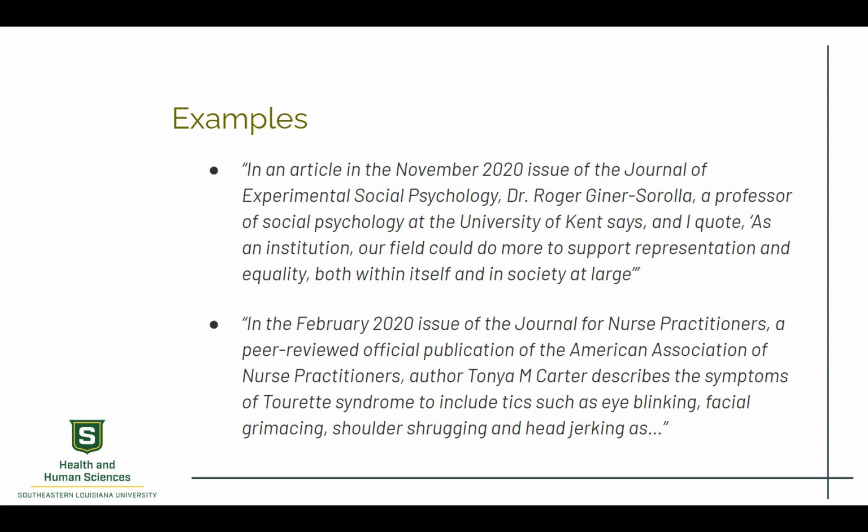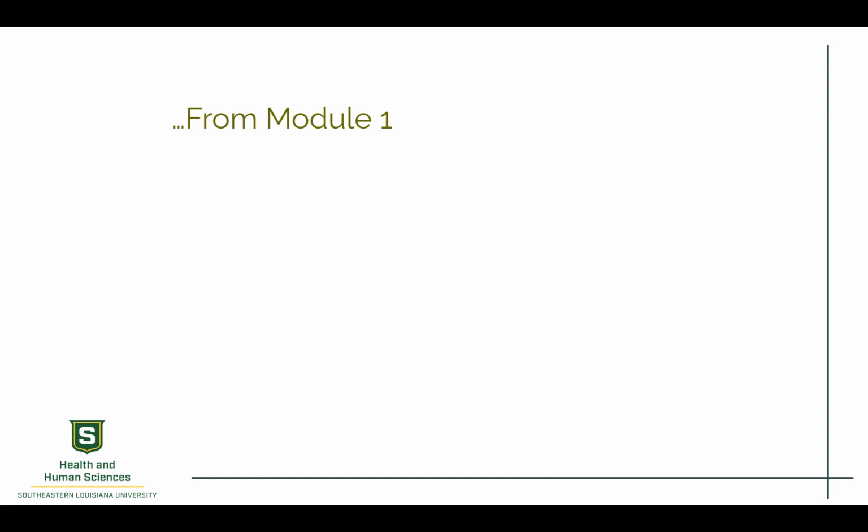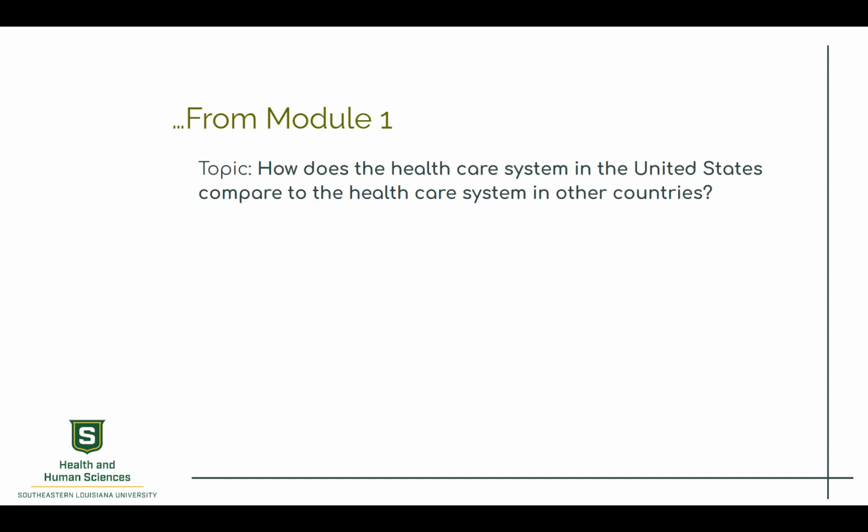In the second example, information is also provided about the source. You have the publication date, the name of the journal, the name of the author, as well as the professional association that the author is affiliated with, and the information from that article is then paraphrased, as you can see that there is no direct quote. So from Module 1, we use this as an example that says, how does the healthcare system in the United States compare to the healthcare systems in other countries?